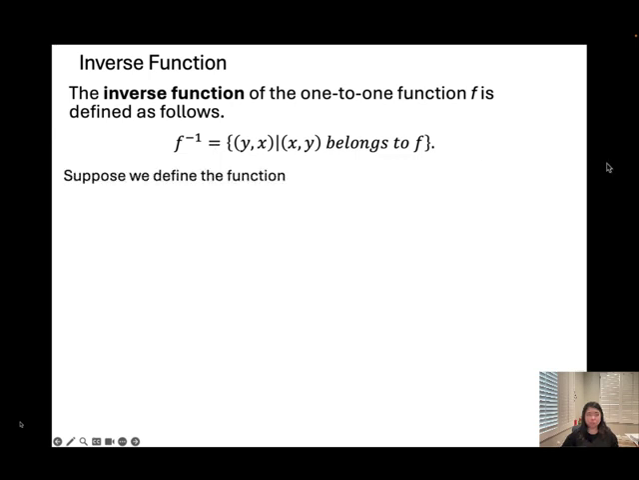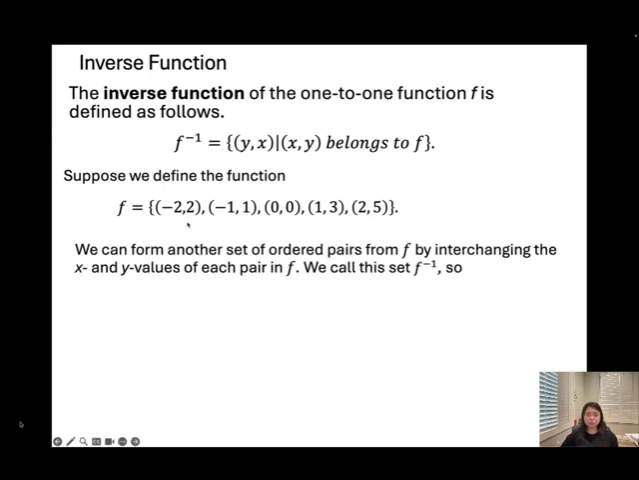Look at this example. Suppose we have this function f. Before finding the inverse function, make sure this is a one-to-one function. You could see each x value corresponds to only one y value, right? There is nothing repeated. And each y value corresponds to only one x value. So now we can find the inverse function.